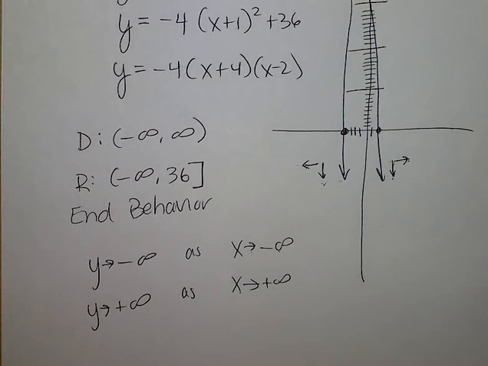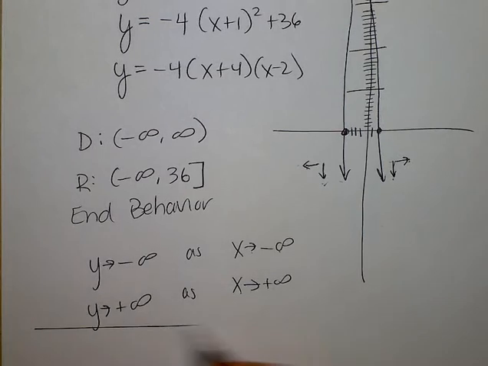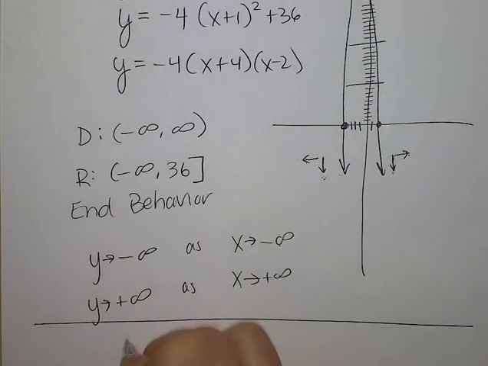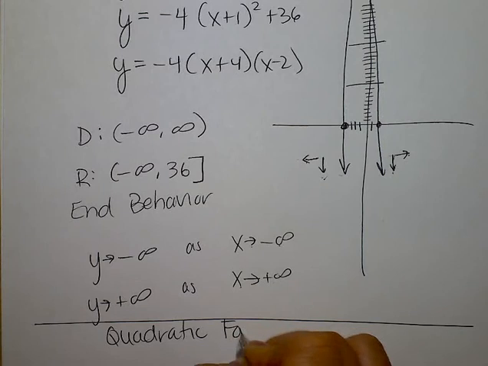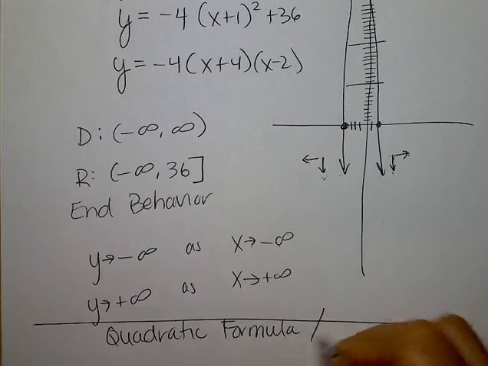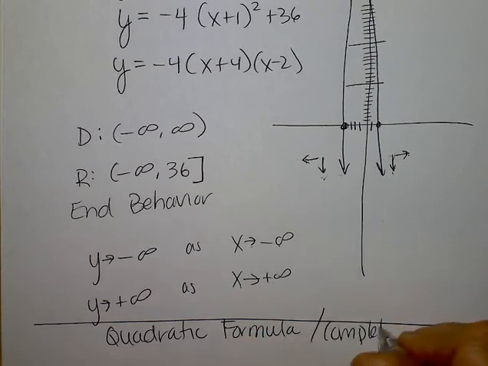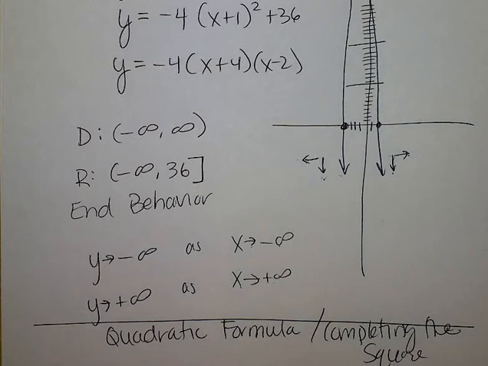The last thing you're going to be asked to do in tomorrow's quiz is to solve algebraically, and you're going to either use the quadratic formula, or you can use the method of completing the square. Either method works. And in either case, you're going to solve for x given a quadratic equation, okay?